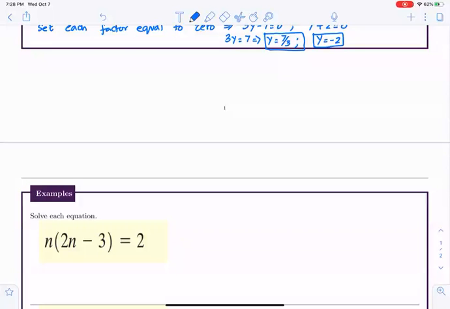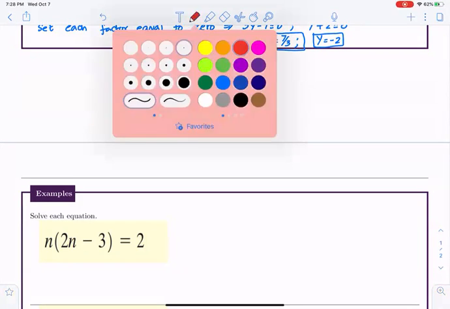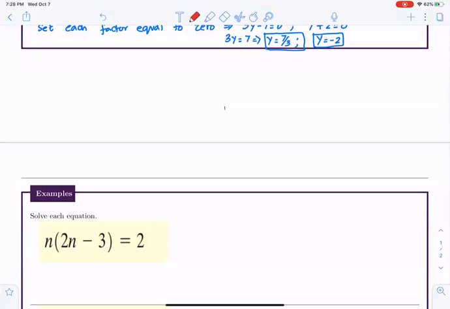So here we have an equation where we have n times 2n minus 3 equals 2. I'm going to put a note here. Most common error. If we use the same process that we've done in the previous problems and use it here, it is completely wrong.